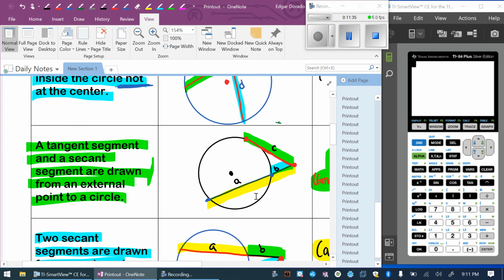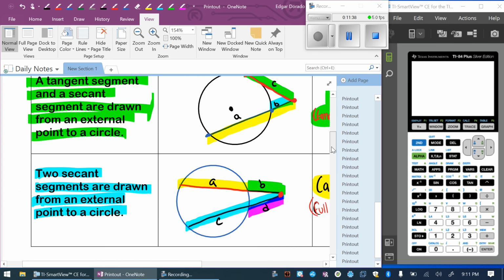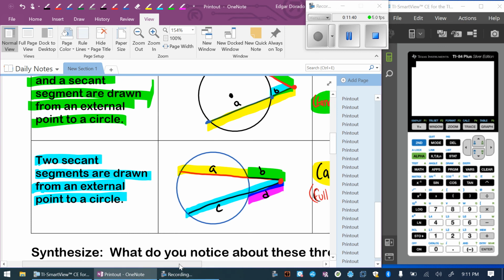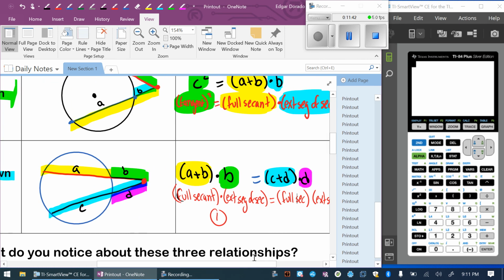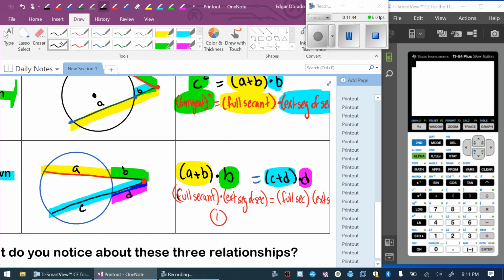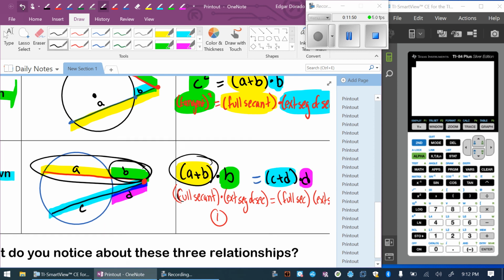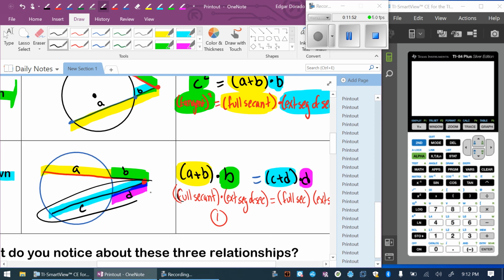And following that same exact logic, guys, for the third part, since we have two secants, we would do the full secant right here. Let me show you. Full secant times the external portion, and one more time, full secant times external portion. Okay? So for now, let's go ahead and move on, guys.